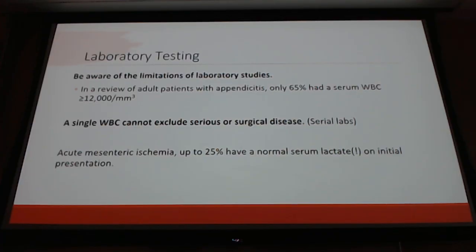Just some other tidbits here. So, we already said that a third won't have rebound tenderness. Well, look at this. Only about 65% had a white blood cell count over 12 for appendicitis. Just be aware of these limitations. If we need to, we can get serial labs, we can do serial exams. If you don't feel completely comfortable, you can admit the person to this. I want you guys to do serial labs, serial exams.